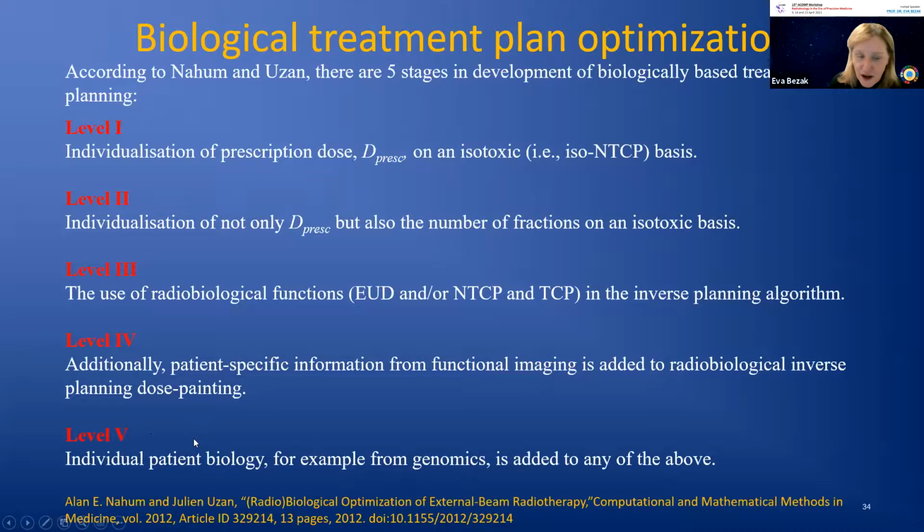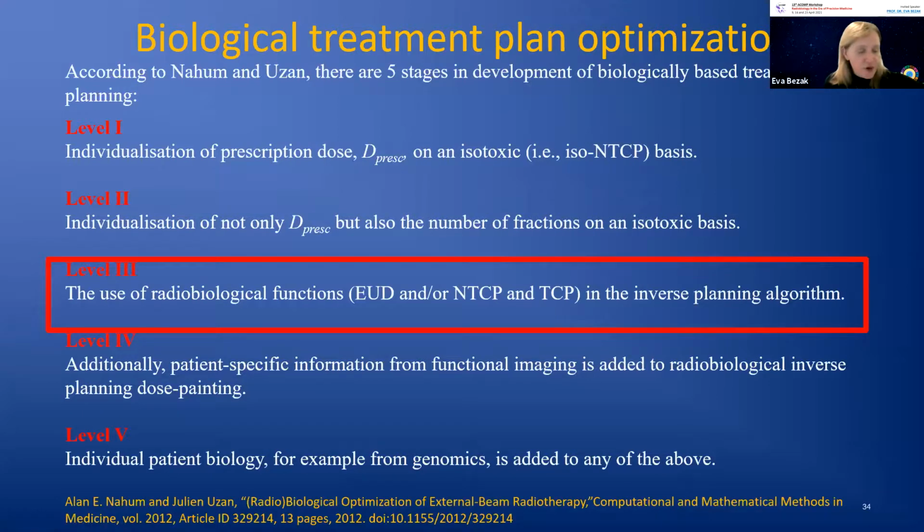And on level 5, we should be even including more individual patient biology, such as genomics, added to the above. So I think by large, many departments are only on level 1 and level 2. I'm hoping that we are moving to level 3. And with the rise of artificial intelligence and functional imaging, we can move to level 4 and level 5.